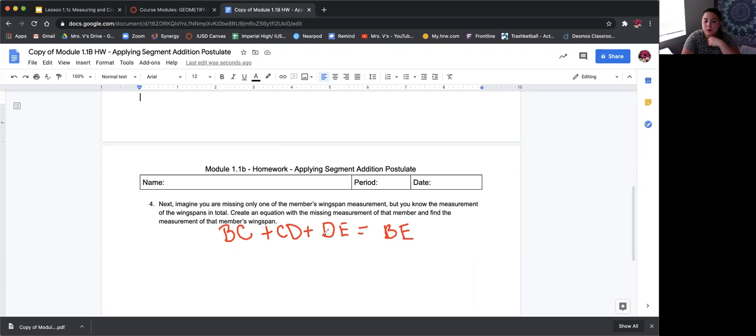Now this time you're missing one of the members' wingspans total. So for example, you can go ahead and pick sister. So sister doesn't know what her measurement is, but you know the total. So then sister would be your unknown. So it would be your X. And that's an example, but you know your total. So go ahead and work on this. Have fun measuring everybody's wingspan in your family or anybody in your house.